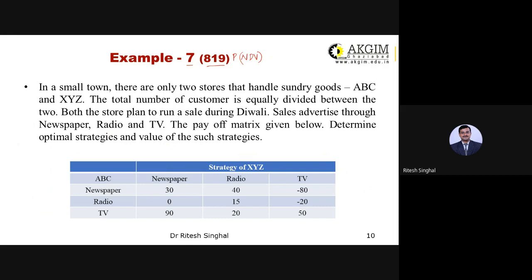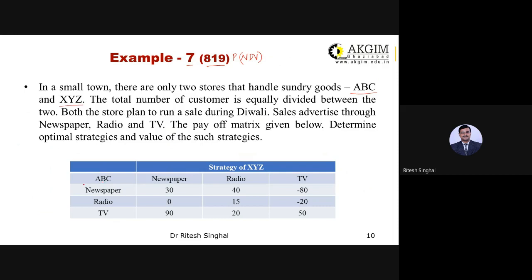The question is like this: in a small town there are two stores handling sundry goods. The store names are ABC and XYZ. So obviously there are two competitors, ABC and XYZ. The total number of customers is equally divided between the two. Both of these stores plan to run a sale during the Diwali season. Sales are advertised through newspaper, radio, and television. The payoff matrix is given below. Determine the optimal strategies and the value of the game.